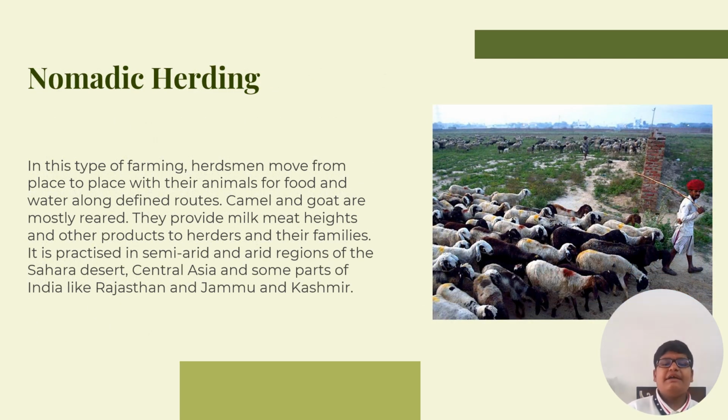Nomadic herding. In this type of farming, herdsmen move from place to place with their animals for food and water along defined routes. Camels and goats are mostly reared. They provide milk, meat, and other products to herders and their families. It is practiced in semi-arid and arid regions of the Sahara Desert, Central Asia, and some parts of India like Rajasthan and Jammu Kashmir.